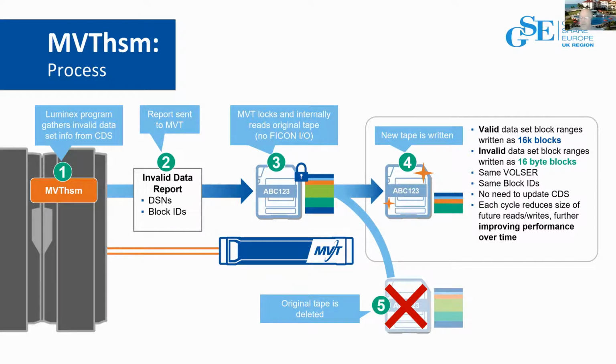We keep the same vol.seer, we keep the same block IDs. Because we do that, we do not have to go back and update the HSM CDS. And then the nice thing about it is, if you think about it, each time we're taking the extra space out of this container data set, it's getting smaller and smaller. Therefore, we can read through it faster and faster in future updates. So your performance will continue to improve.